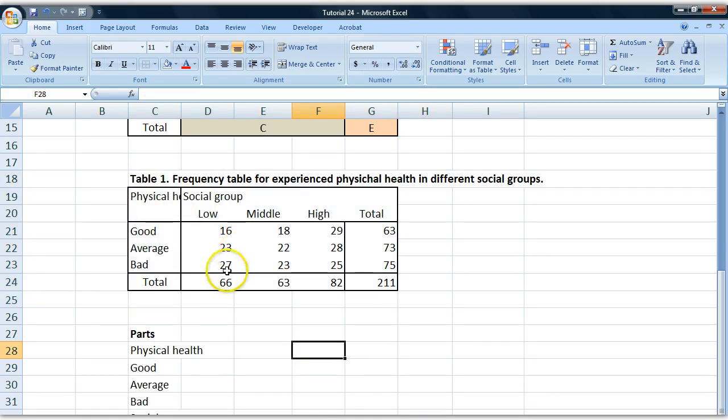You might also want to notice that when you're interpreting this frequency table and you see these 16 people, what does it mean? Well, these 16 people have a low social group value, but they still have very good health. Then you compare to these 25 people who have a high social group value but a really bad health. So that's how you interpret these different cells here. This cell, for example, these 23 people, they have low social group but average health.